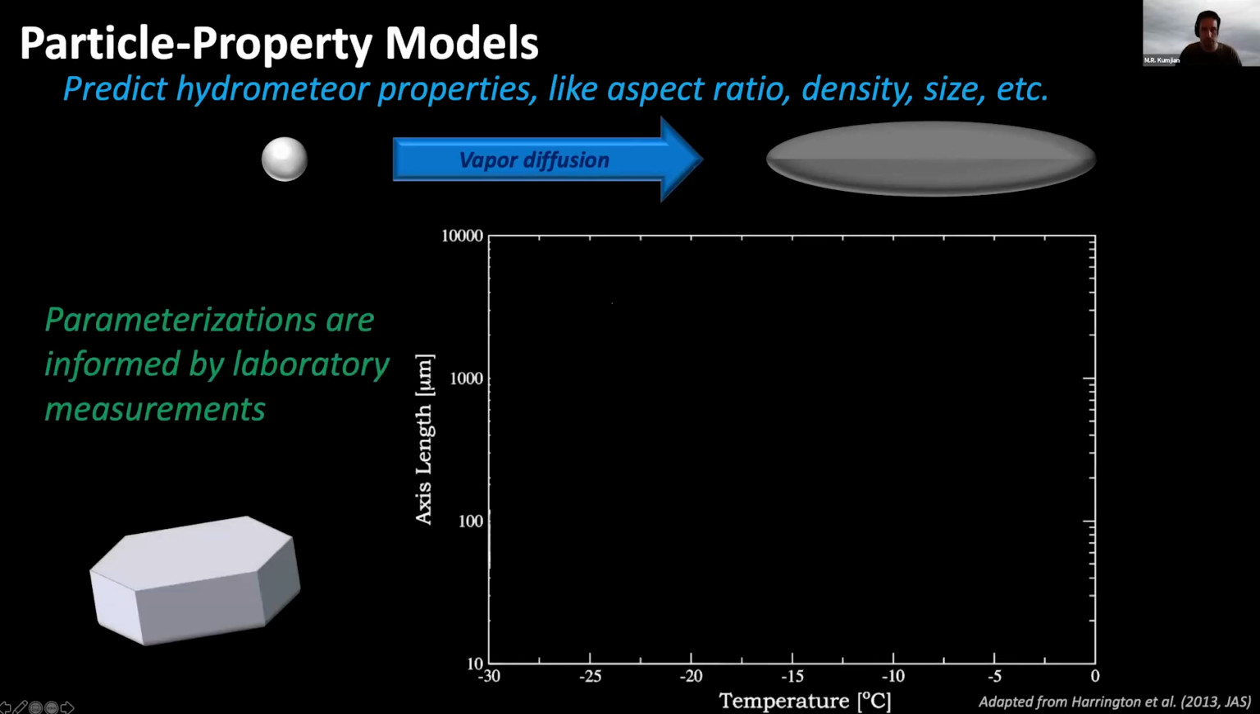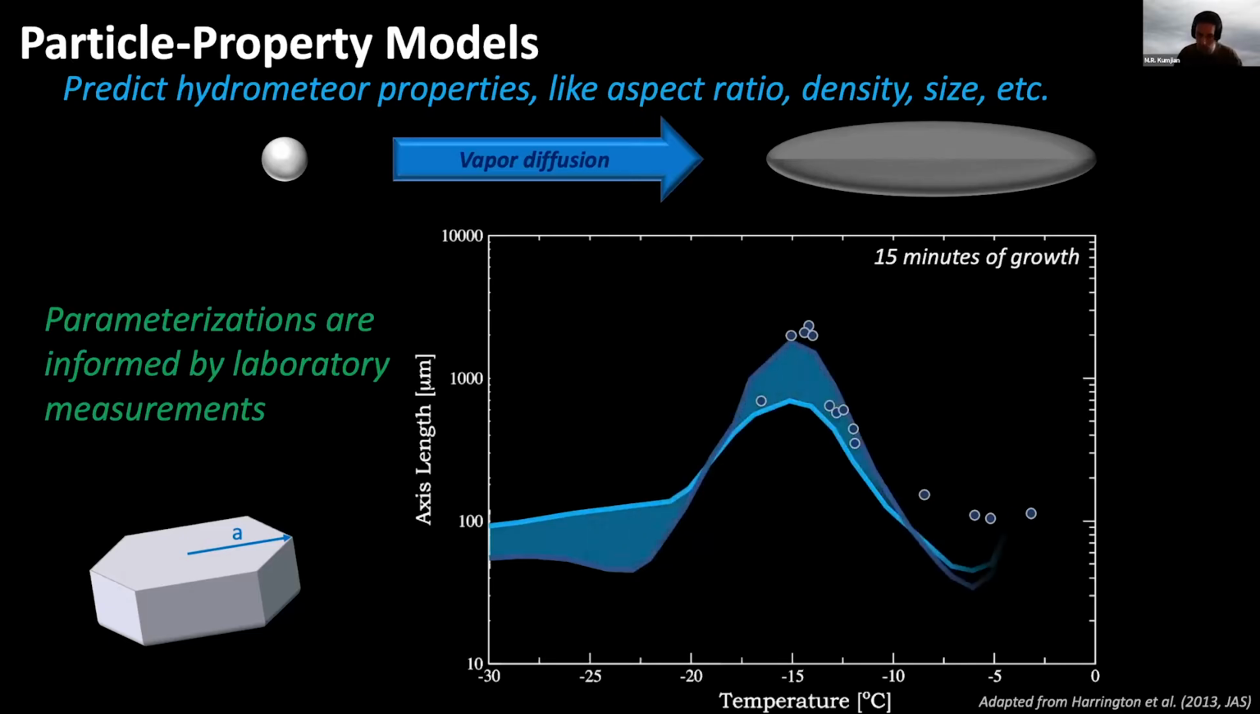So these particle property model parameterizations themselves are in part informed by laboratory measurements. For example, I've taken this figure from Jerry Harrington et al.'s paper in 2013, but these laboratory measurements come from far earlier than that. Basically, if you were to track the growth of this semi-axis along the basal face of the ice crystal for 15 minutes of growth at different temperatures, you might see a pattern that looks something like this.